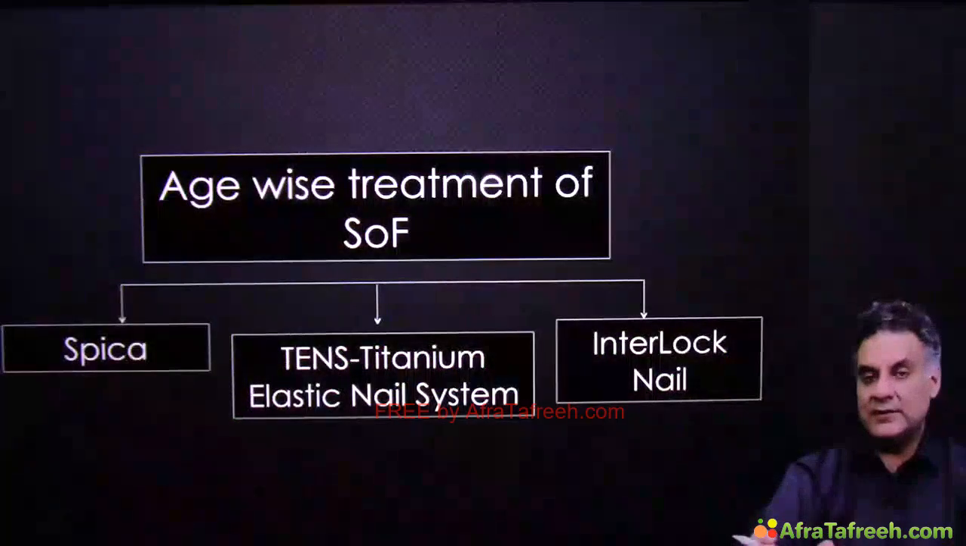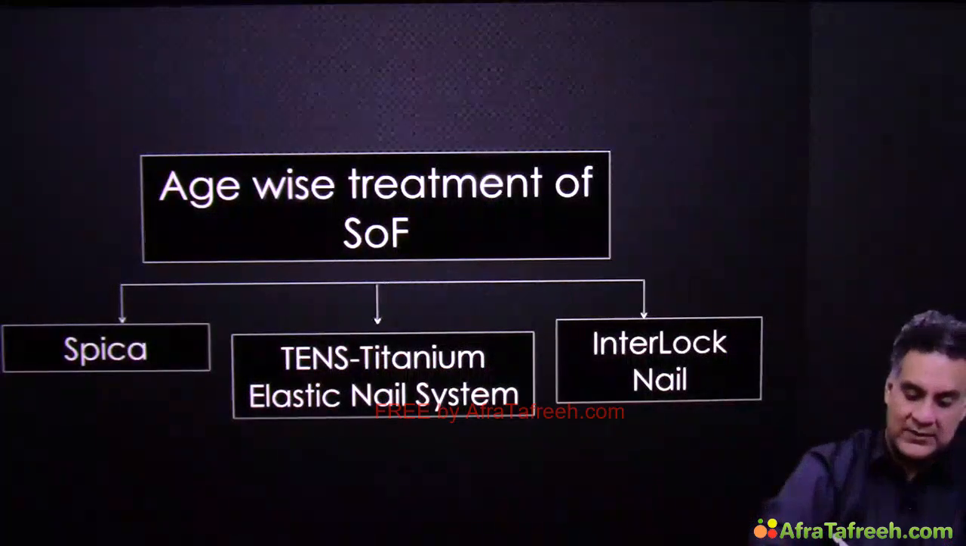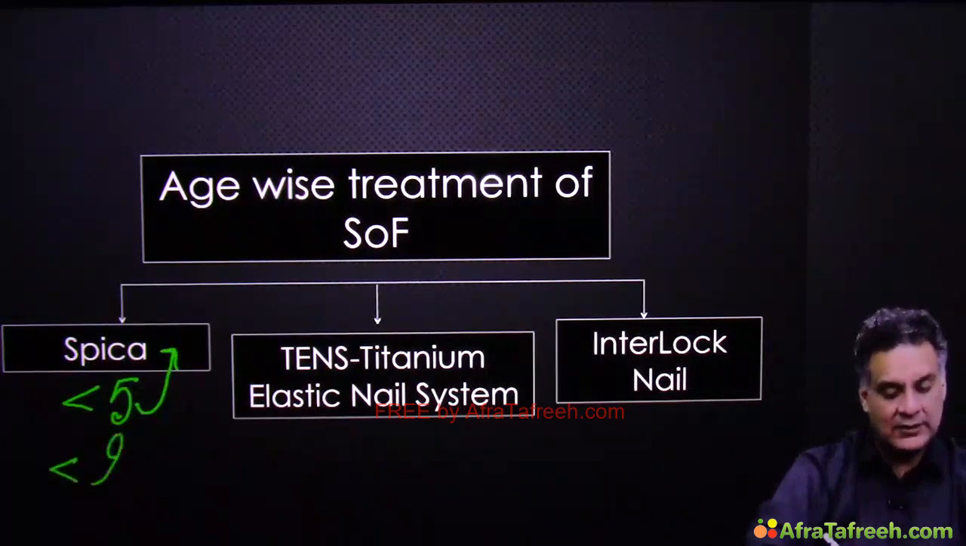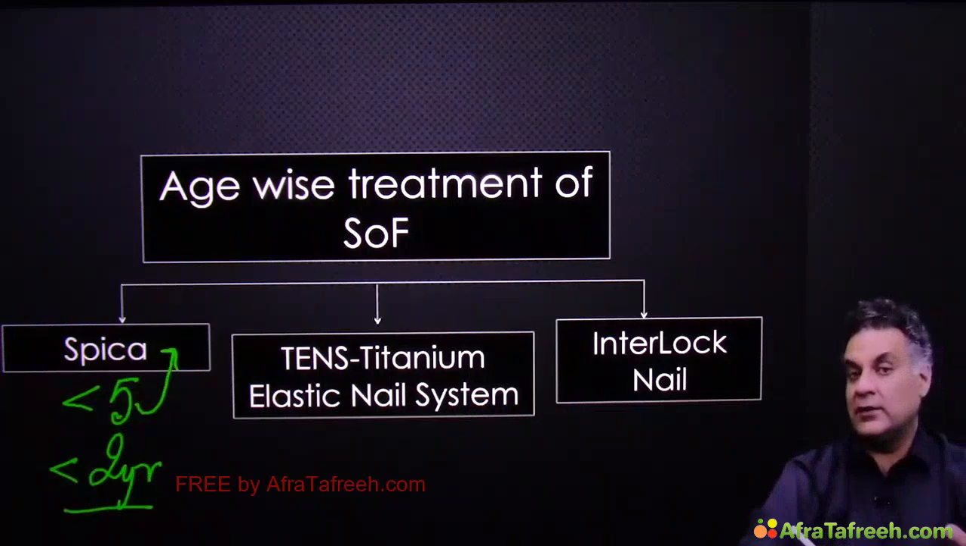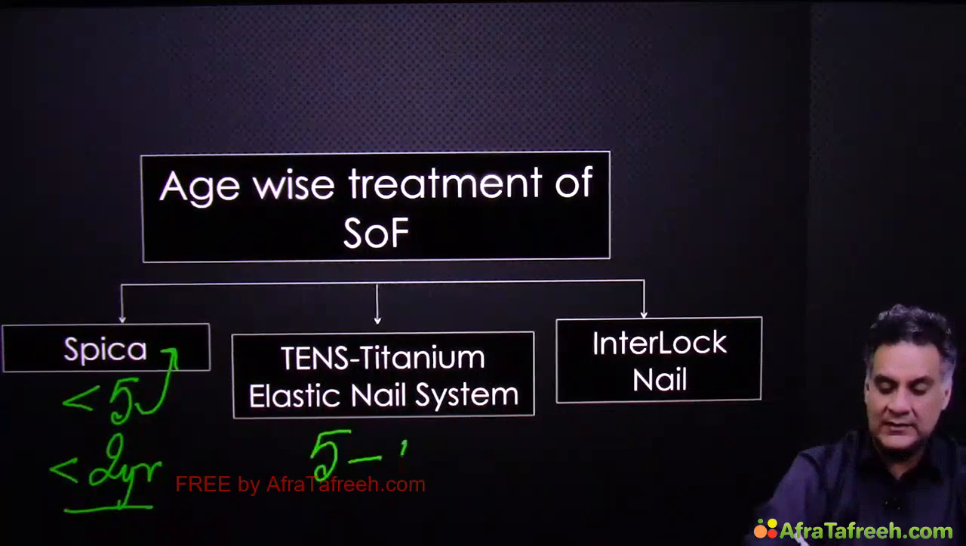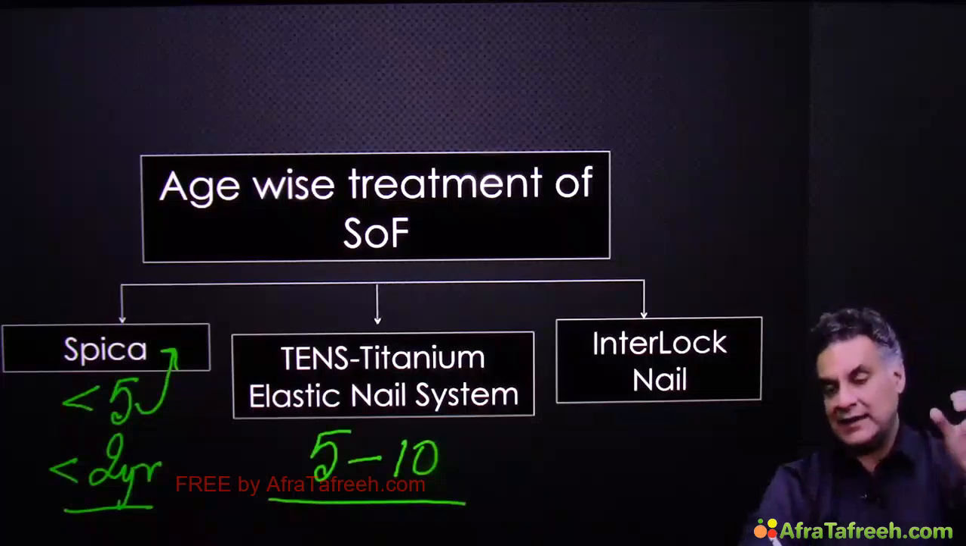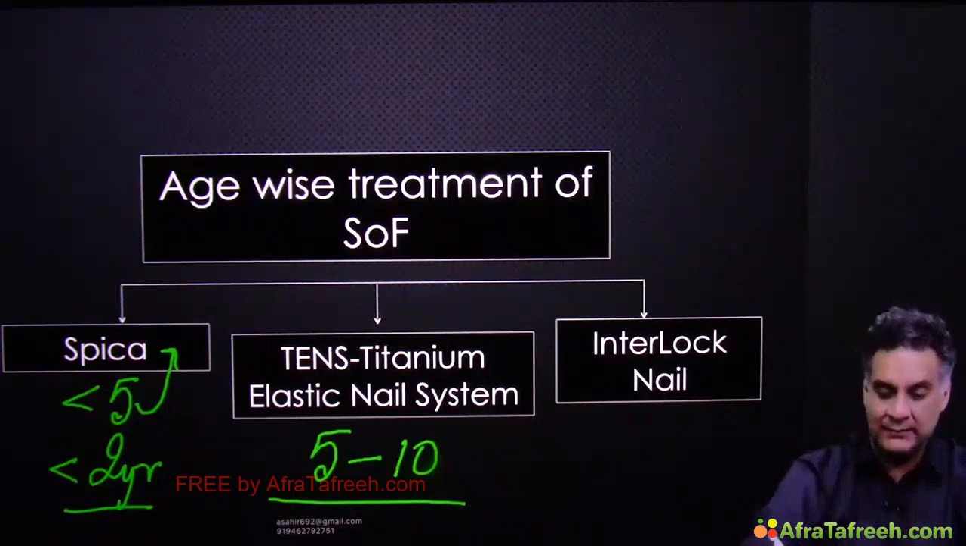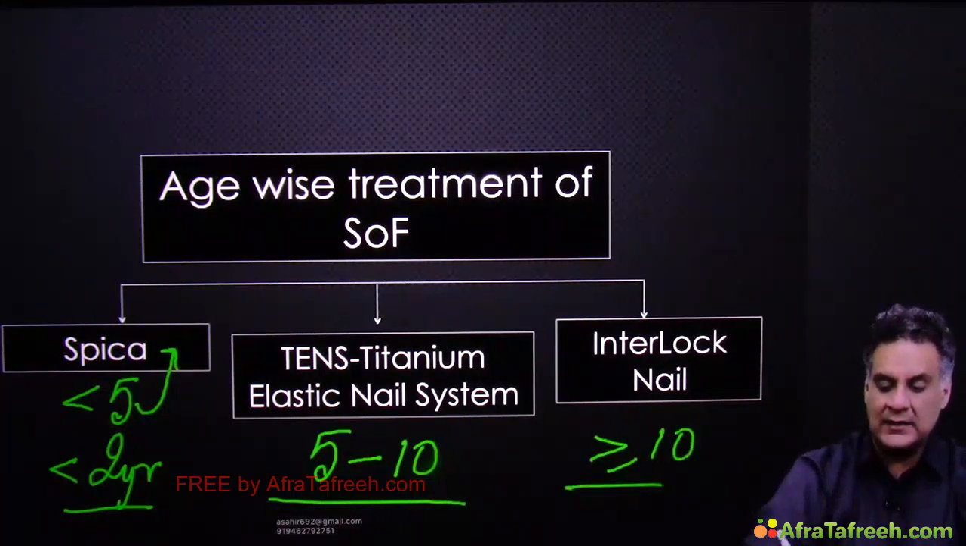So age-wise treatment of fracture shaft femur, when the child is less than 5 years, spica. So even less than 2 years is spica. Gallows is only an option. 5 to 10 years, you will put a nail under X-ray control, C-arm machine, called titanium elastic nail system, and more than or equal to 10 years, interlock nail.